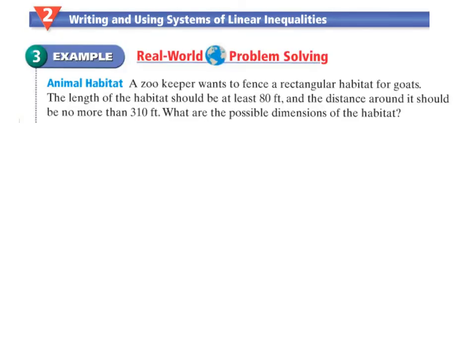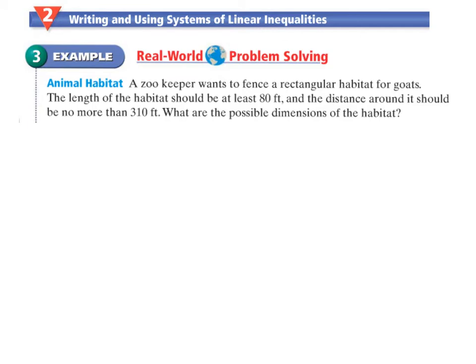Now, in example 3, you can model real-world situations by graphing linear inequalities. When you graph real-world situations, though, you often need to plan how you will scale each axis. Use the values for the x and y intercepts to determine your scale. So example 3. A zookeeper wants to fence a rectangular habitat for goats. The length of the habitat should be at least 80 feet, and the distance around it should be no more than 310 feet. What are the possible dimensions of the habitat?